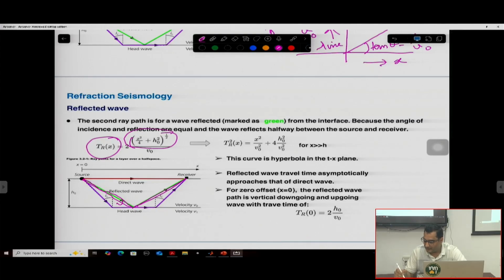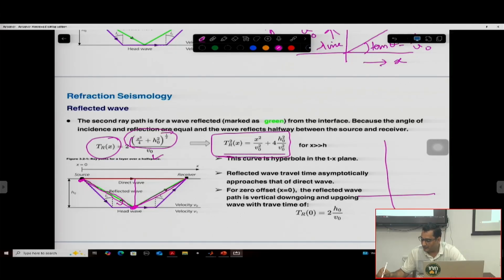So if you want to calculate how much distance it is coming from source to this point here, then you can just take the Pythagorean theorem, and then it will be x square by 4 plus h naught square to the power 1 by 2, and because it is a two-way travel time, then it will be twice of that, and divided by the velocity of the first layer. And if you rearrange it, it may look something like this, and this particular thing is basically telling us that the travel time curve for the reflected wave will be a hyperbola, because this is a hyperbolic curve here. Okay, so it will look something like this.